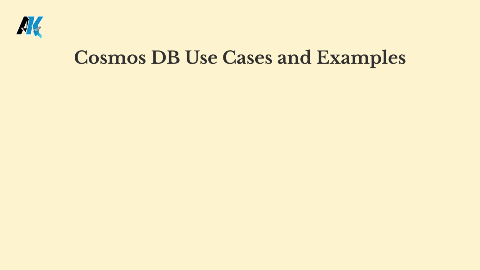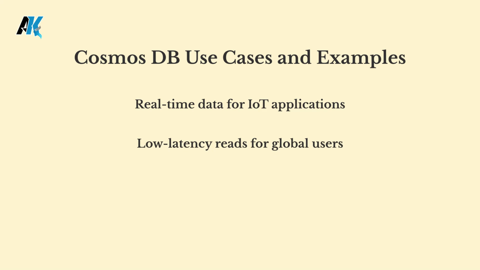Cosmos DB is commonly used in real-time IoT applications, where data needs to be accessed from different regions with low latency. It's also a great fit for applications with global user bases, as it provides consistent, low-latency reads and writes regardless of where the user is located. Its flexible schema makes it ideal for applications that evolve over time and require rapid development.